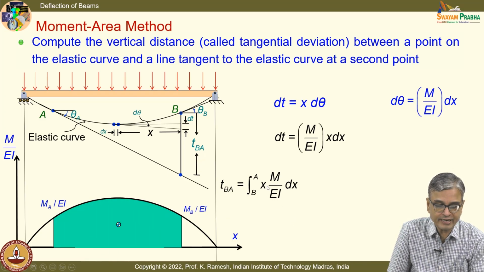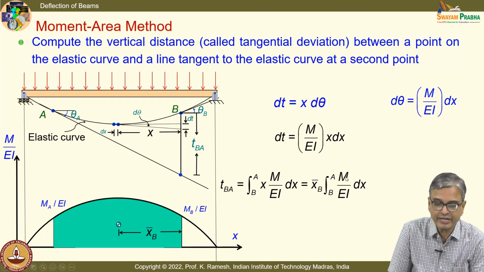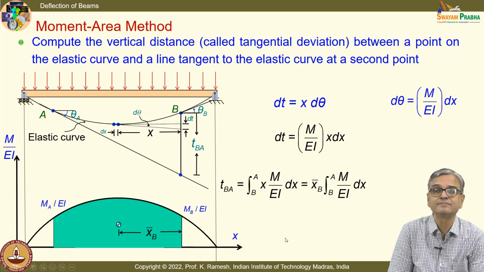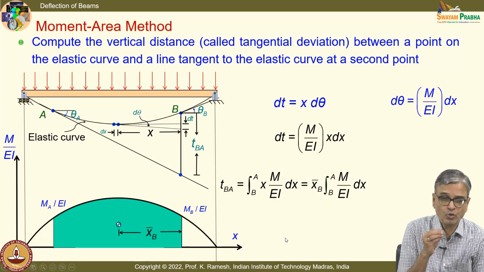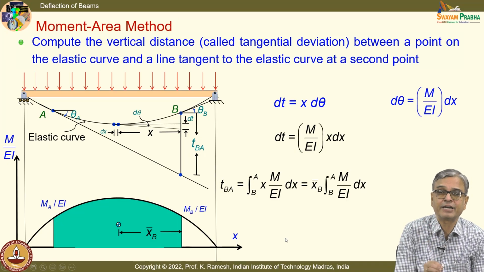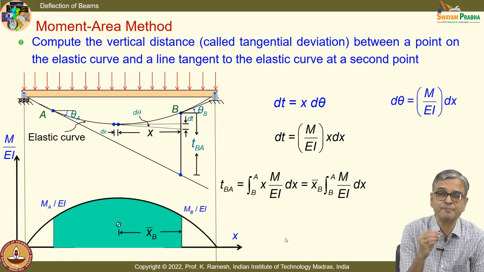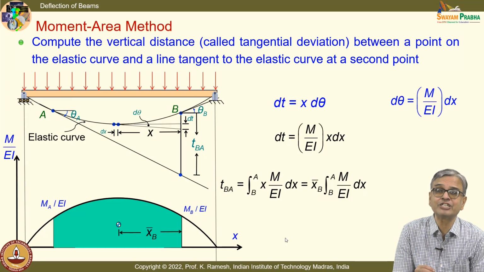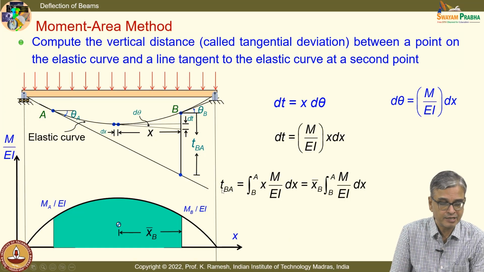And this, I can take outside and then say this is nothing but XB into area under the curve. So I have shown this as XB. Is the idea clear? So by looking at the bending moment diagram, if you calculate the area of the bending moment diagram between 2 points of interest, I can find out the slope. I can also find out the tangential deviation if I have the first moment of the area.